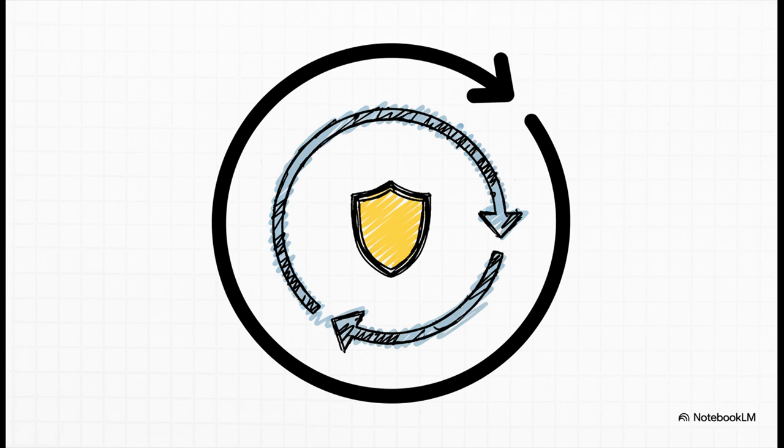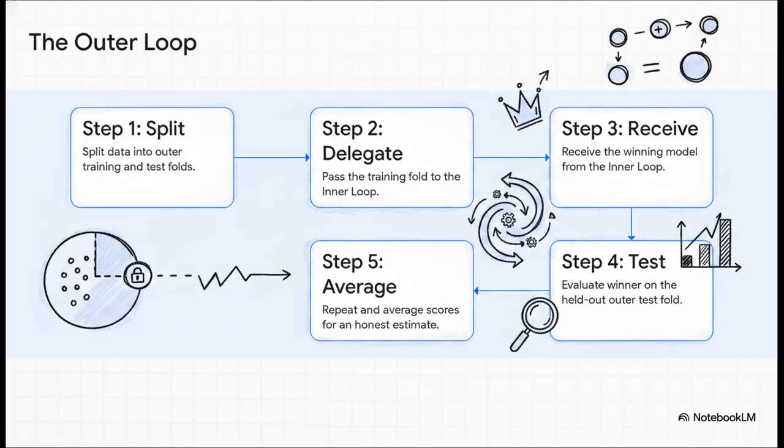You just create two loops, one inside the other. An inner loop handles the selection, and an outer loop handles the evaluation. They each have one very separate, very important job. The outer loop has one and only one purpose: to give you an honest performance score. It starts by splitting your data and hiding a piece of it away.